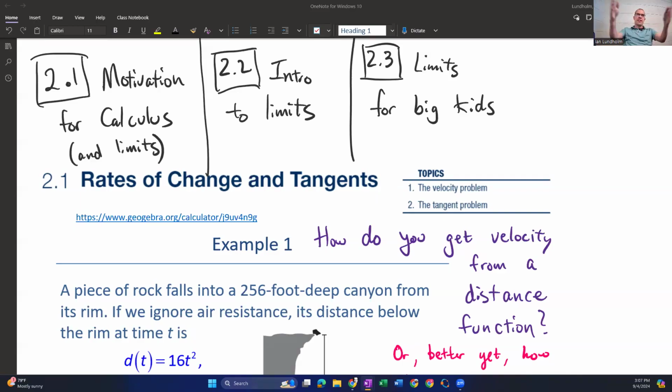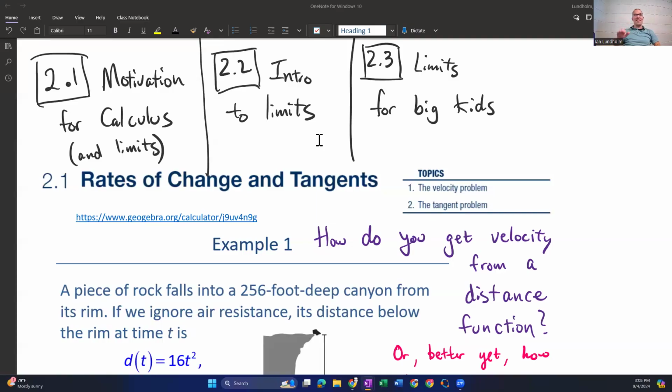Here are the next 3 sections that we're looking at. 2.1 is going to be motivating calculus. So we're going to dip our toes into derivatives, integrals, limits, just a tiny little taste. 2.2 is going to be an introduction to limits. So we're going to get an idea for what we're talking about with this new process that you may have heard before if you've done calculus before, but it's going to be new to most people.